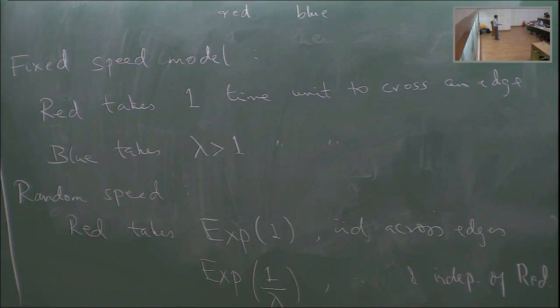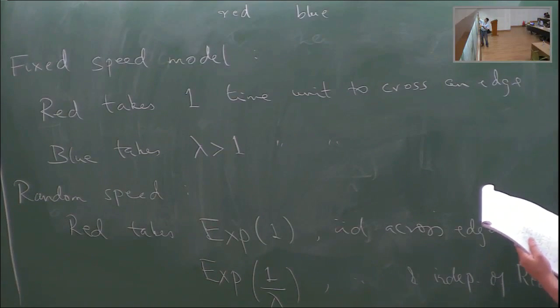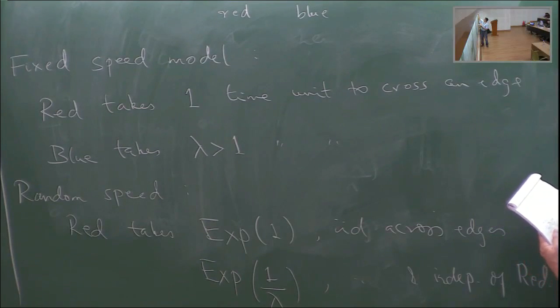Okay, so what would you expect? Are they each going to get a proportion? Is one going to get most of them? One's going to get most of them. That's what you think, and that's true. So, result for fixed speed: most vertices become red.